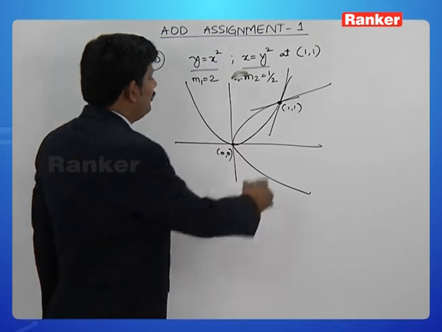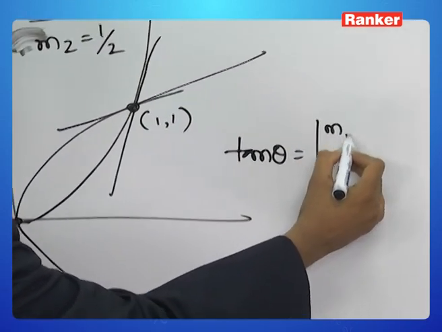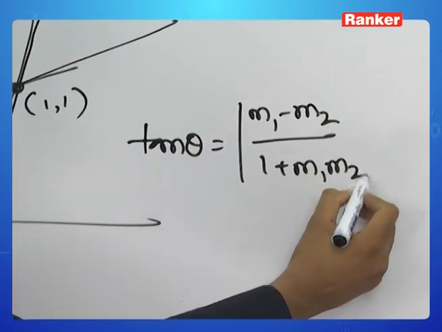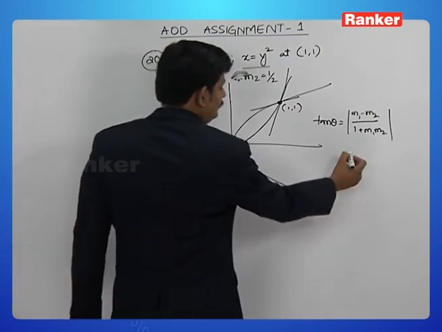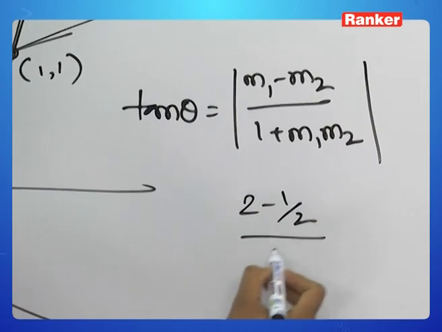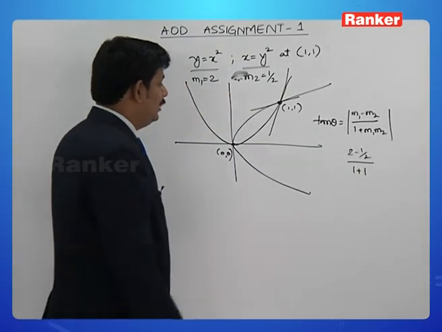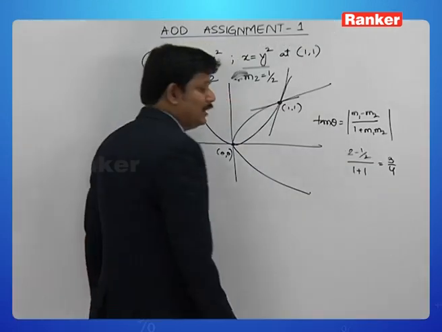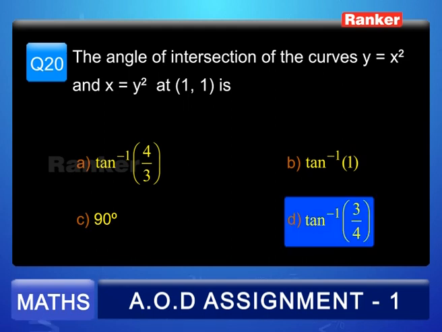Now, the angle between the tangents: tan theta is given by the modulus of (m1 minus m2) by (1 plus m1 m2), the angle between lines formula. So it is (2 minus half) divided by (1 plus 2 into half, which is 1), or tan theta is 3 by 4, or theta is tan inverse 3 by 4, which is option D. So, answer is D.